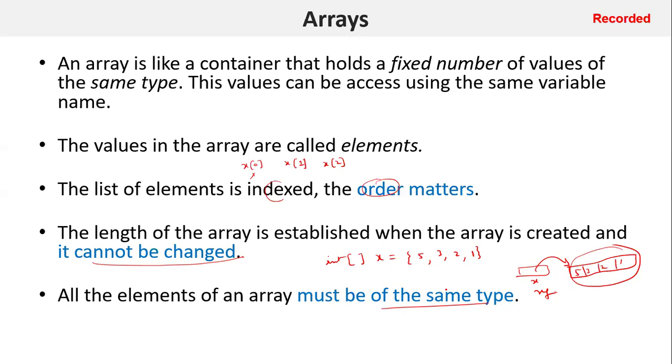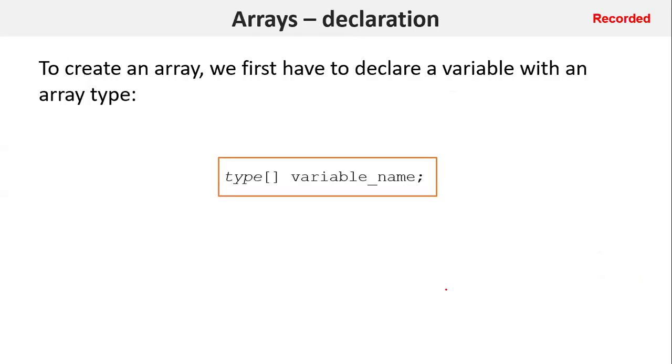I hope you understood so far. These are the rules of the game. Whenever you see the square bracket, immediately you should recognize this is an array of whatever type it is. Array. And the variable here is a reference variable.